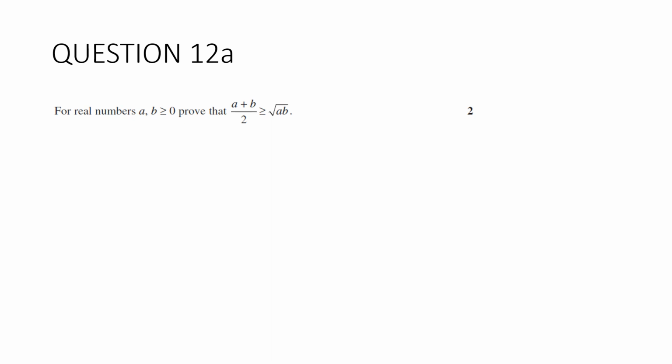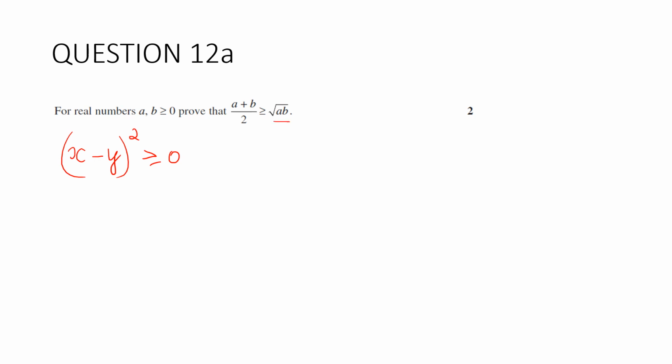Question 12a. For real numbers a and b that are greater than or equal to 0, prove that (a plus b) over 2 is greater than or equal to the square root of ab. A couple of different ways to do this. I'm going to start, which I normally do, with this. (x minus y) all squared is greater than or equal to 0, which is a statement of fact.